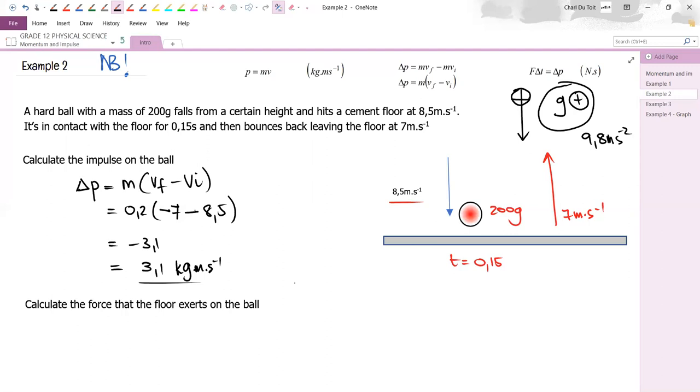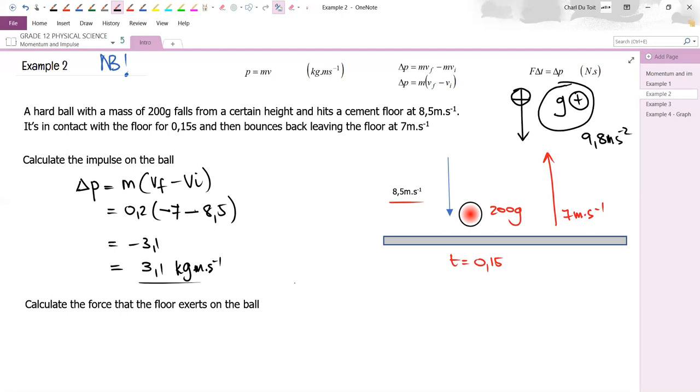You might get someone marking your papers who is not a science teacher, but maybe a math teacher or someone else. They see kilograms meters per second, which is correct, but it's not on the memo, so they're going to take a mark off. And for you to get that mark back is going to be a huge struggle. So look at what the memos are doing and then use exactly the same values.